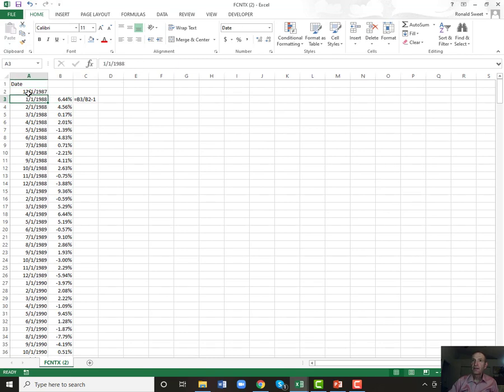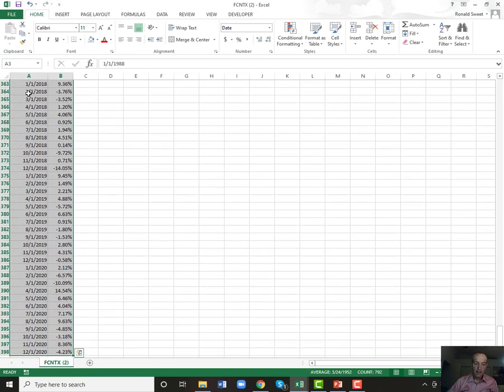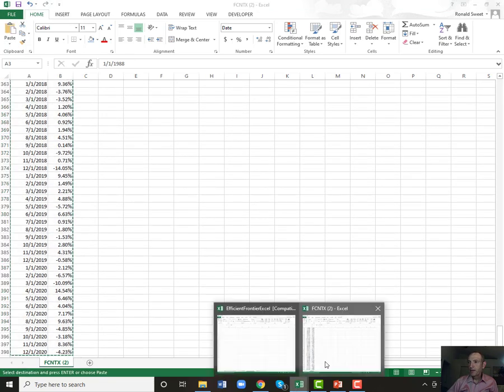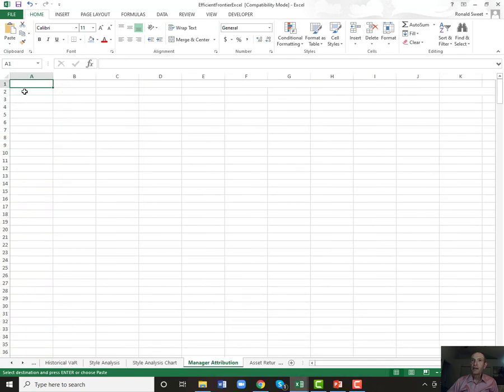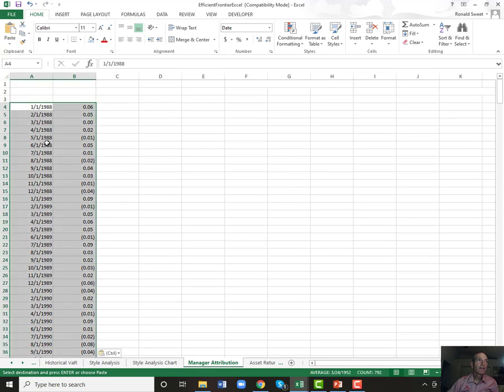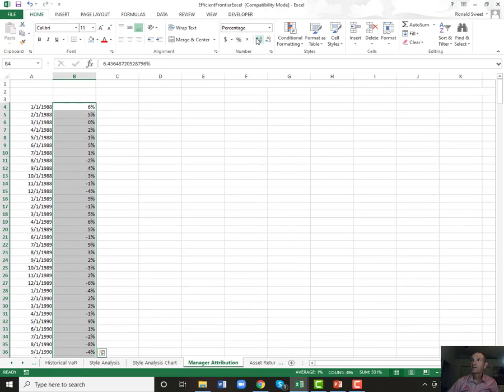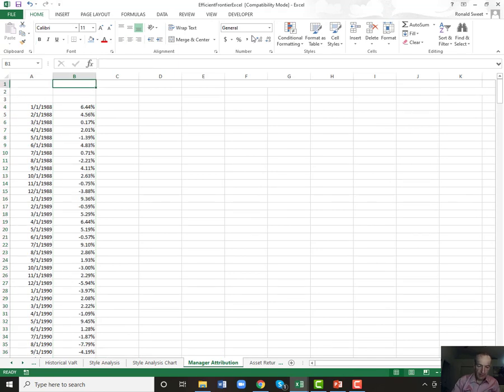You don't need 87. Start with the date you have return, highlight, control copy, and go over to the attribution and go down to row 4. Alright, row 4, and right click and paste that. And here you want to highlight that and make them all percents. And so here we had the Fidelity Contra Fund.